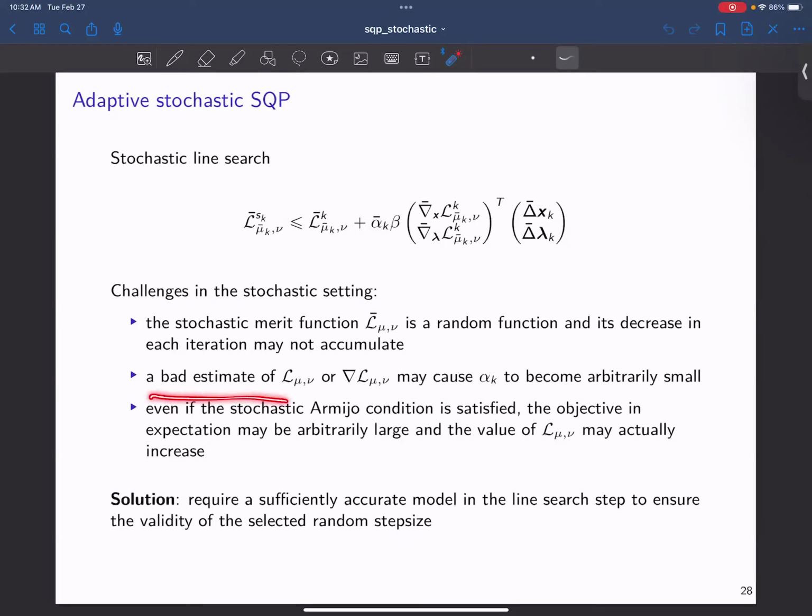Another issue is that if I incorrectly estimate either the Lagrangian value or its gradient, my step size might become arbitrarily small. So that's another issue. And even if this Armijo condition holds, the objective in expectation may increase. So the way we are going to handle these difficulties is that we are going to try to estimate the model accurately enough. So we'll allow for some probability of making a mistake, but if my model is accurately estimated, then the line search step is going to ensure validity of the selected random step size. Just as a reminder of the notation, if you have a quantity that has a bar above it, that indicates that it's a random quantity.